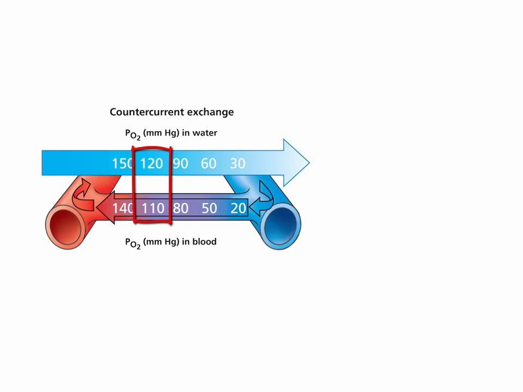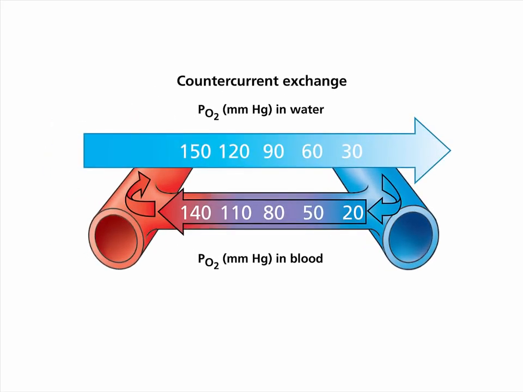A gas always diffuses from where its partial pressure is higher to where it is lower. At this location, the partial pressure of oxygen is higher in the water, where it is 120, than in the blood, where it is 110. So here, oxygen will diffuse from the water into the blood in the capillary. Now let's look at how countercurrent flow enables gas exchange all along the gill.